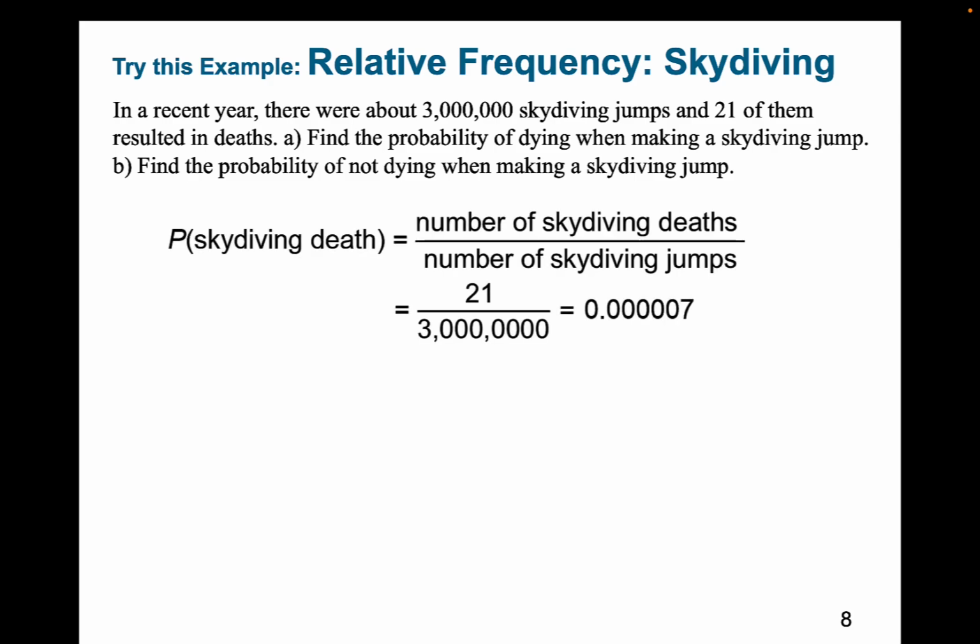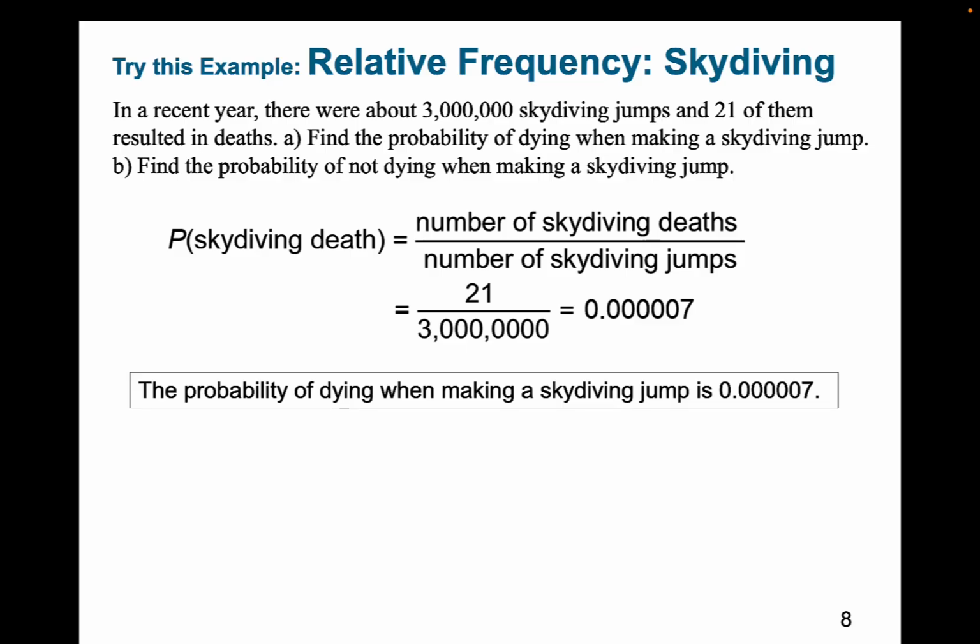Okay, let's set up part A, the probability of dying when skydiving. That would be equivalent to the number of deaths divided by the total number of jumps. So we had 21 out of our 3 million. If you type that in your calculator, you get 0.000007. That's the probability of dying when skydiving, according to this data. Move that decimal place twice, I'm just curious. That would be 0.0007% of the time.